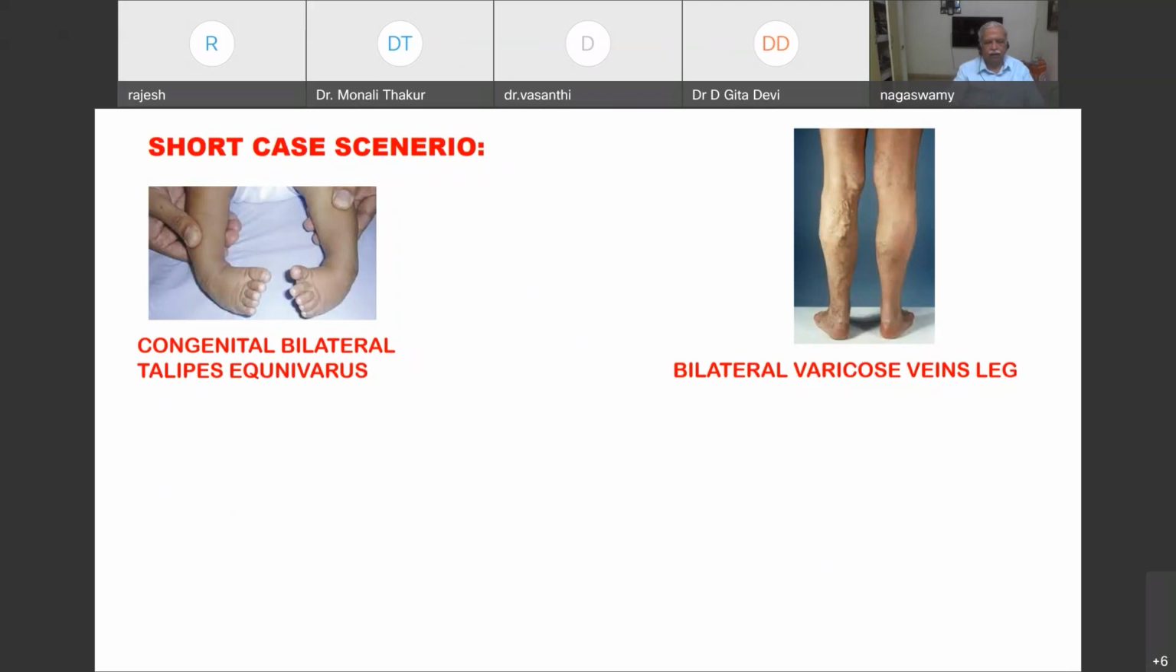Okay. So what anesthesia can I give for that? Very simple. Just say spinal. Why are you taking so much time over everything? In the exam you cannot take so much time.